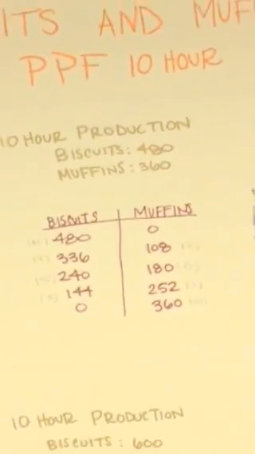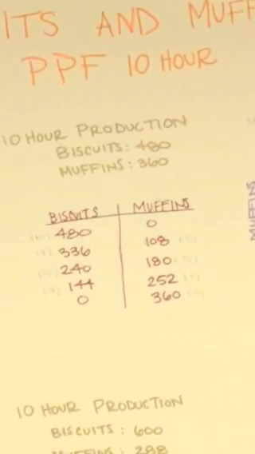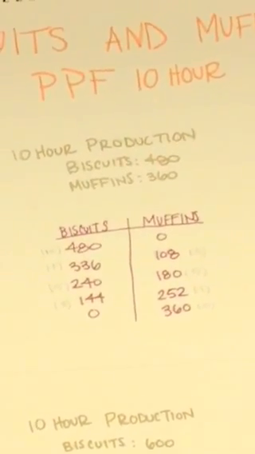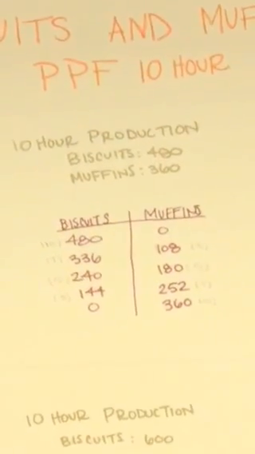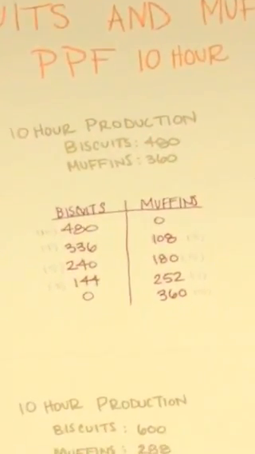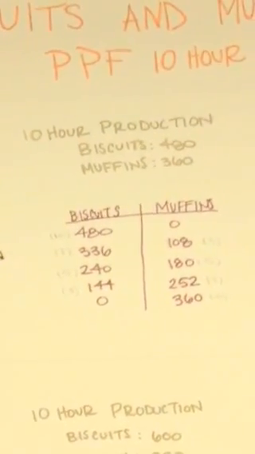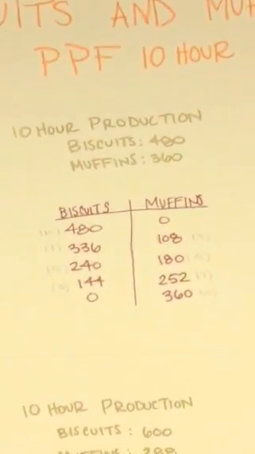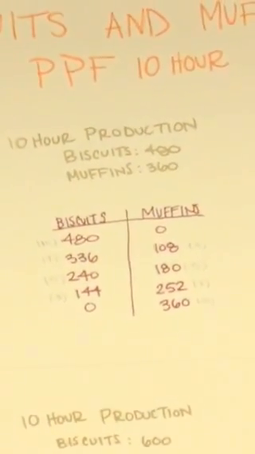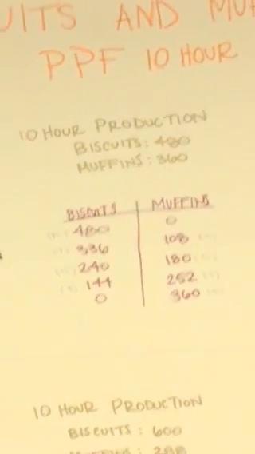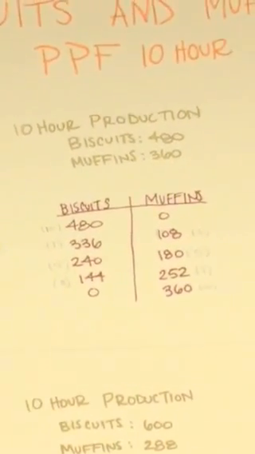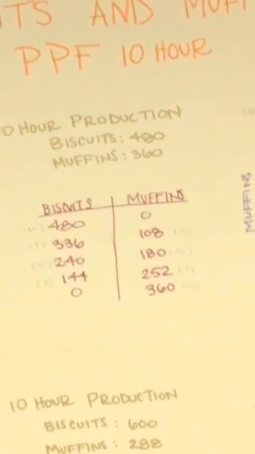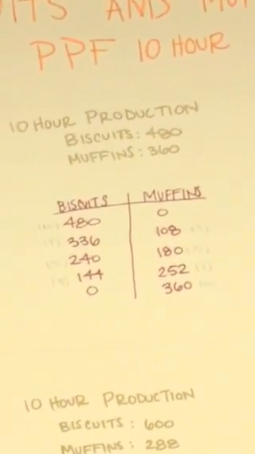Next, we have a chart that shows the 10-hour production between the two goods. You can see that if I dedicated the 10 hours on the biscuits, I would have 480 and 0 muffins. Or I could make 336 biscuits in 7 hours and 108 muffins in 3 hours.